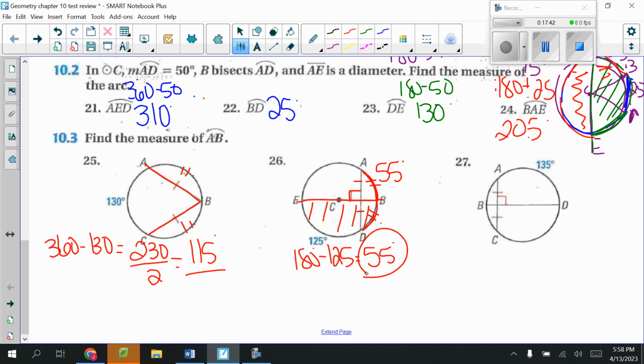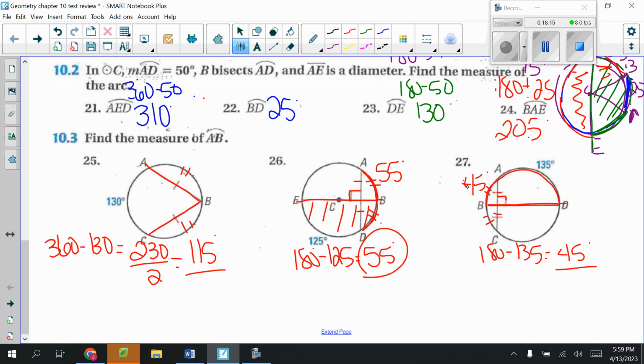Number 27, again, I see that I have a perpendicular and it is marked congruent, so I know that these chords are also congruent. I also know this is a semicircle because now I know this is my diameter. So if I do 180 minus 135, I get 45 degrees. So I know that arc AB is 45 degrees.